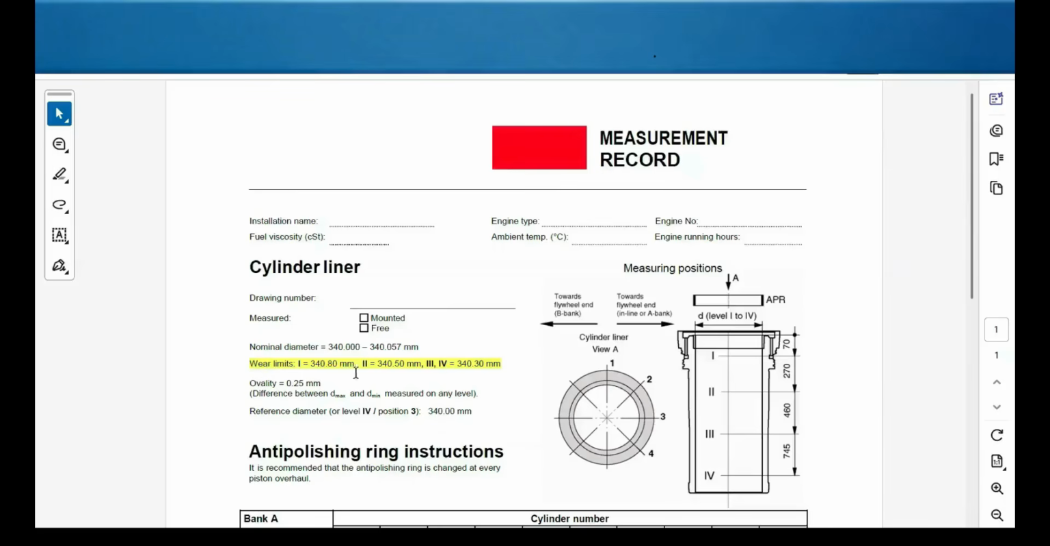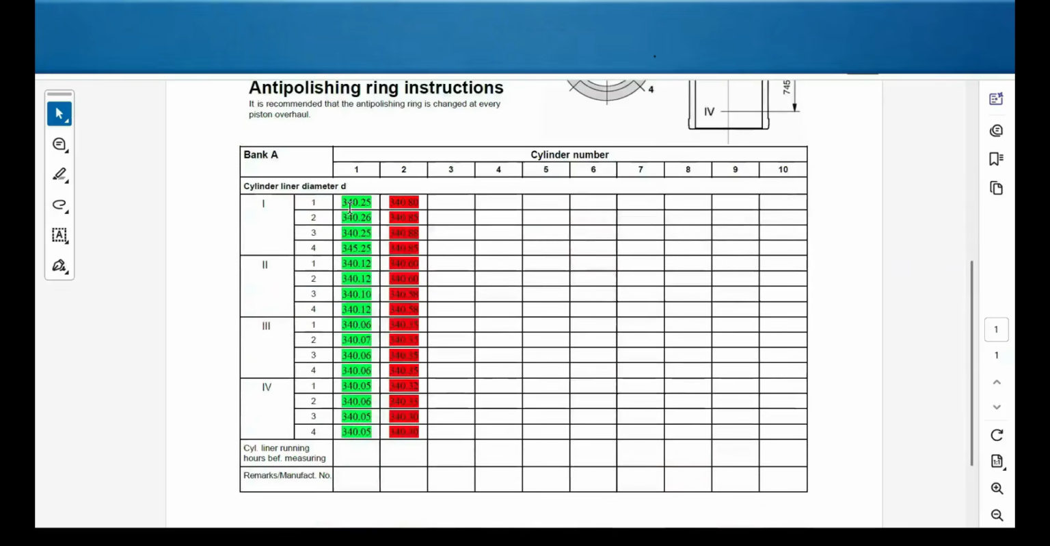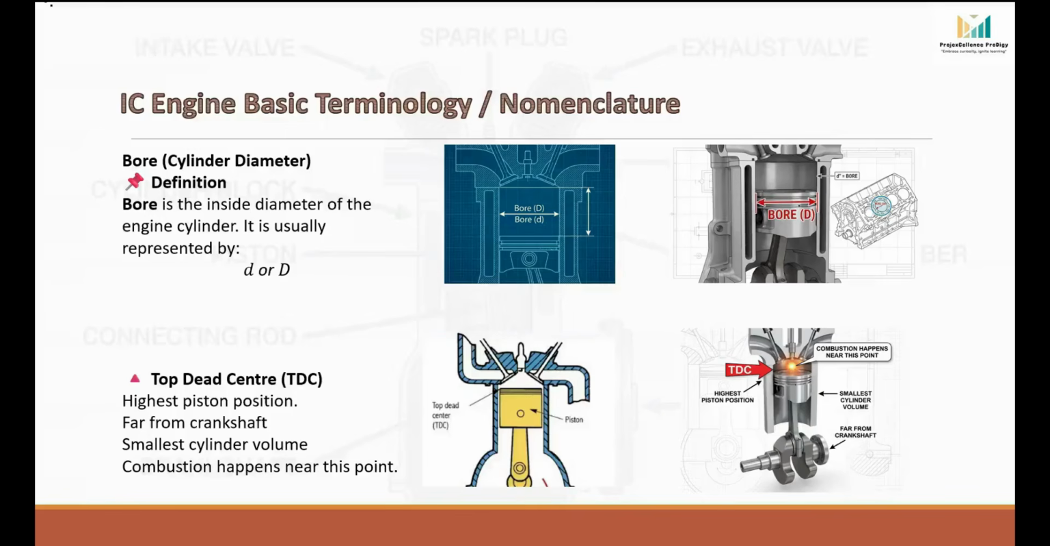Every engine manufacturer gives a maximum allowable bore limit. If the bore reading we get is within limit, cylinder can continue in service. And if it is beyond limit, cylinder liner must be replaced. Because beyond this limit, the piston rings cannot seal properly anymore. It will lead to blow-by, means combustion gases leak past the piston rings into the crankcase. Also, it may lead to high lube oil consumption. Oil starts entering the combustion chamber and burns.